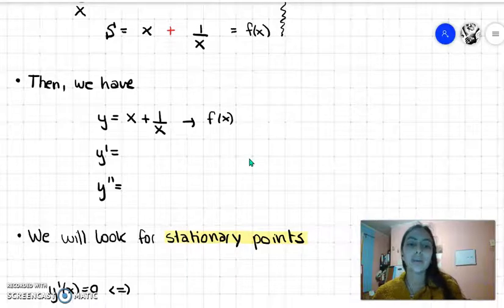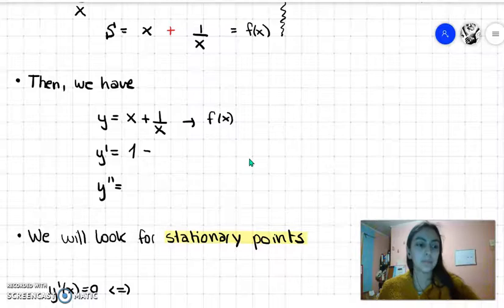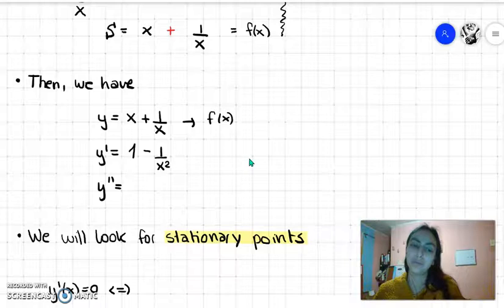So for the first derivative, the derivative of x is only 1, and then we have x to the power of -1. So we apply the power rule and we'll have minus 1, we maintain this 1, and we divide it by x to the power of 2.